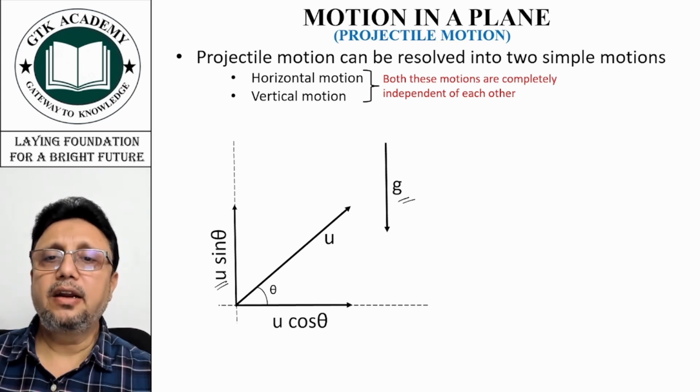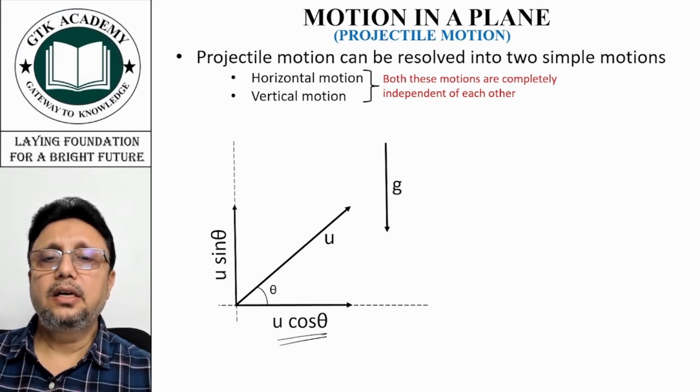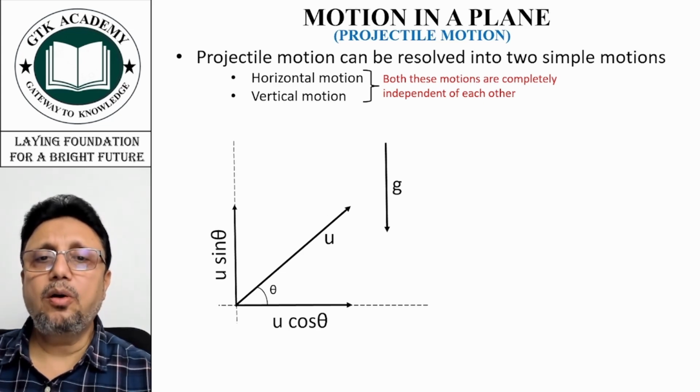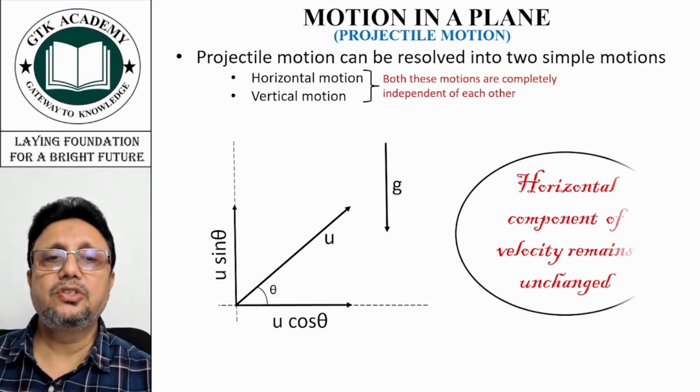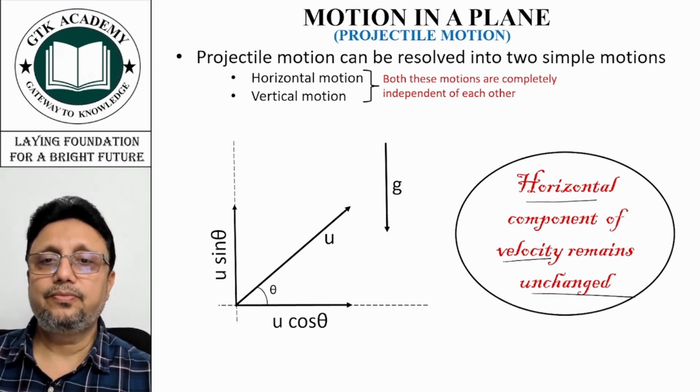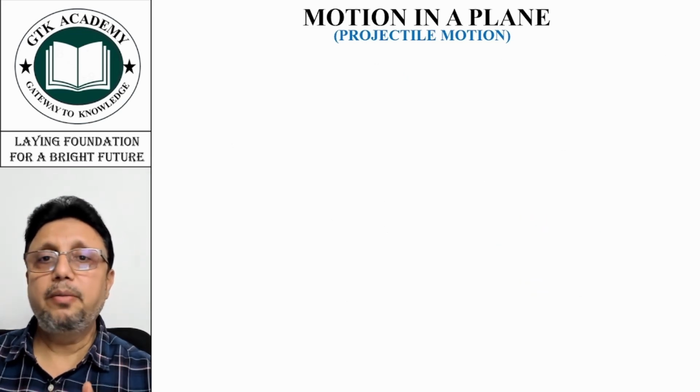In fact, it will be a retardation for u sin theta. But for u cos theta, it will not have any effect. That means the horizontal component will remain unchanged. So the horizontal component of velocity remains unchanged. This is a very, very important thing.